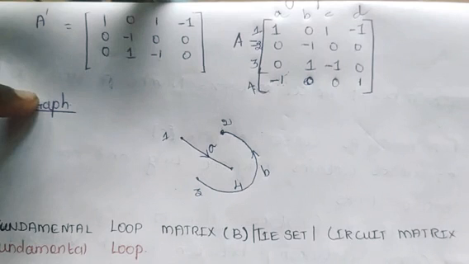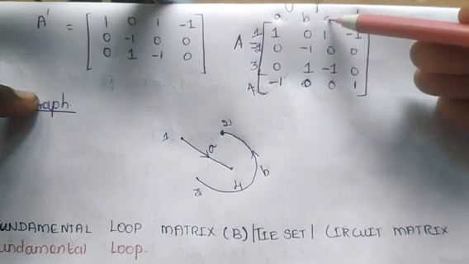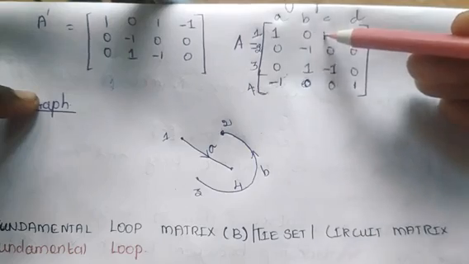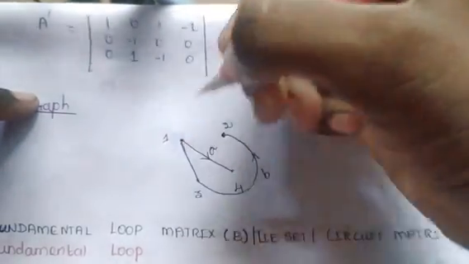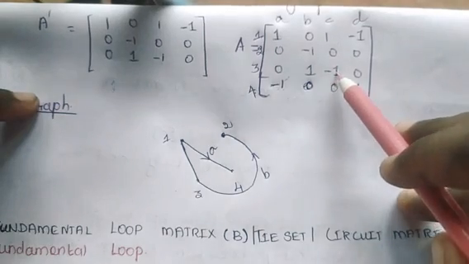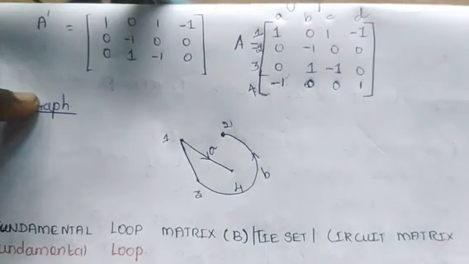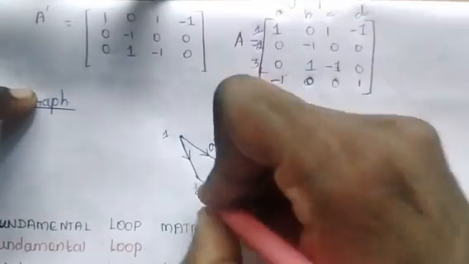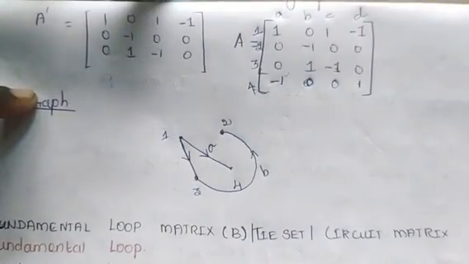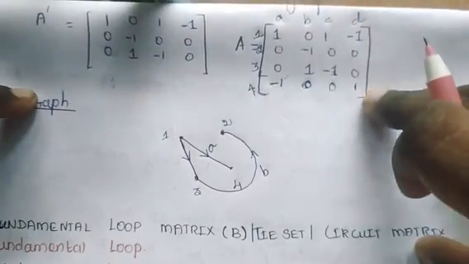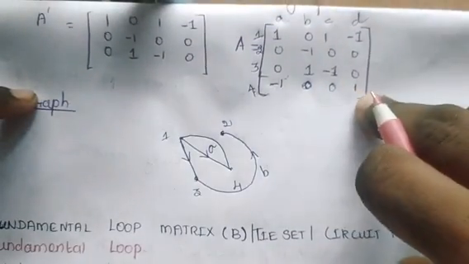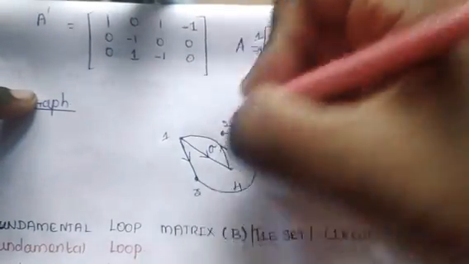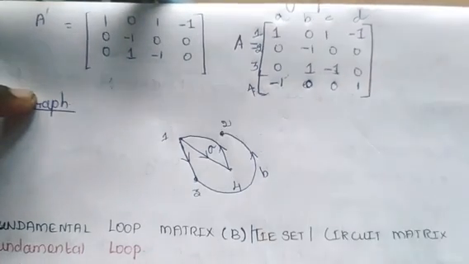And the third column corresponds to branch C, and branch C is connected between nodes 1 and 3. I have drawn a straight line here, and the current leaves node 1 and enters node 3. And branch D is connected between nodes 1 and 4, and the current leaves node 4 and enters node 1. So this is the graph of the corresponding incidence matrix.